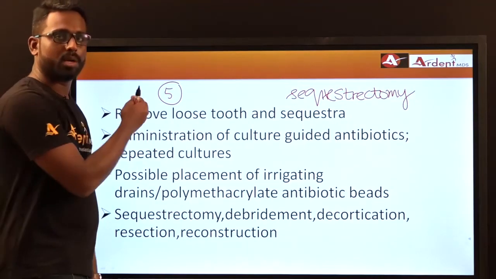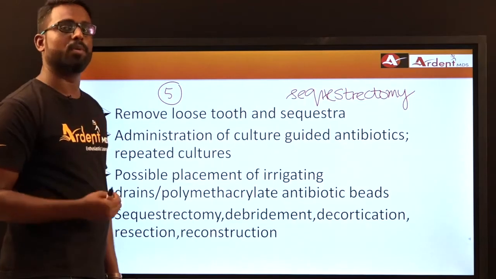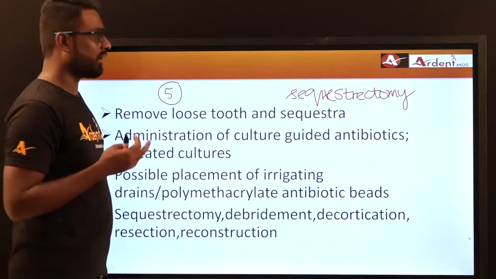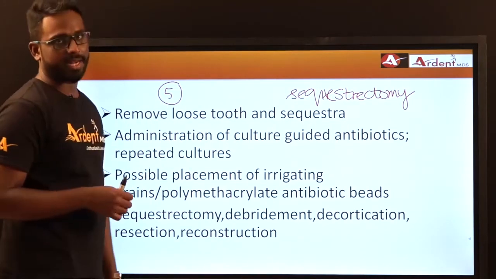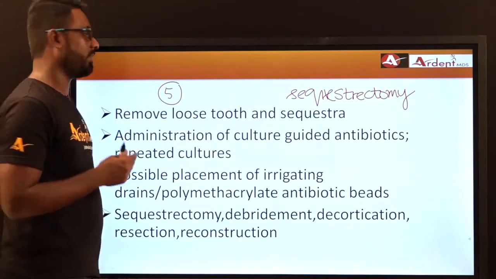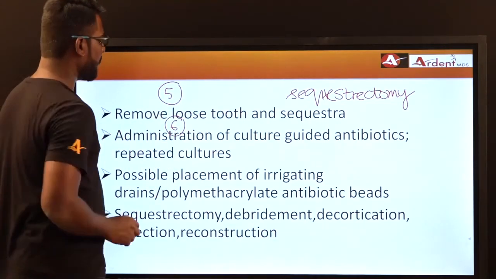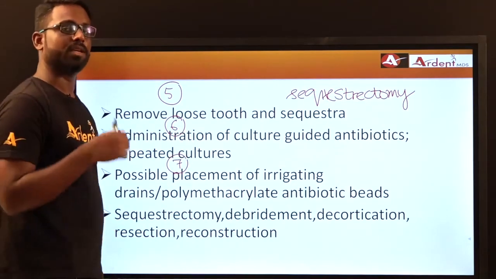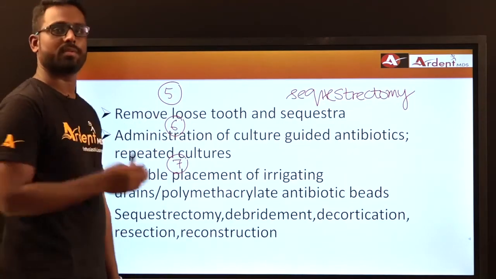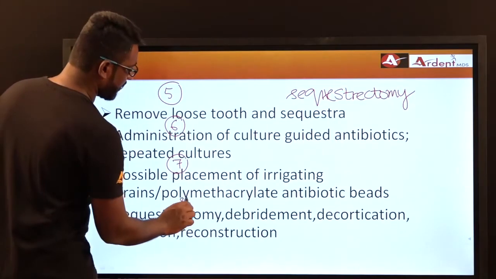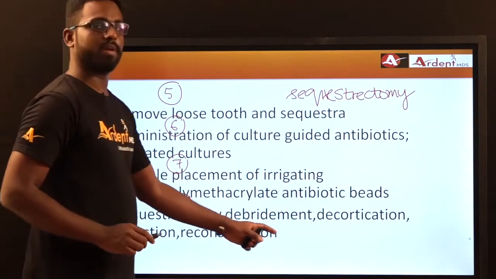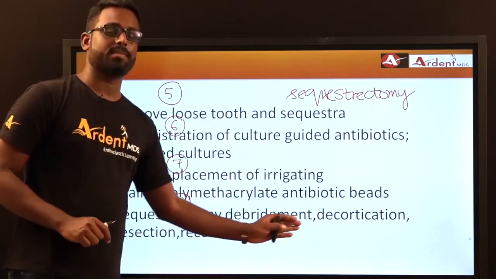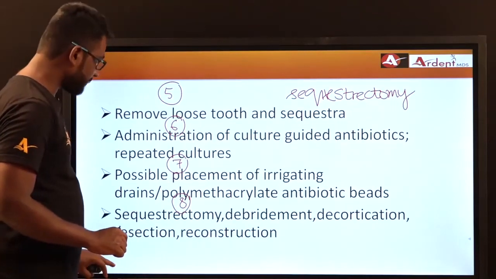In the meantime, while you have done all these procedures, you will get the report of culture and sensitivity. So you will come to know the sensitive drug for that particular organism. Now we will start culture guided antibiotics. Previously we would have started empirical antibiotics; now we move forward to culture guided antibiotics. Next, we will go surgically: open up the lesion, irrigate well, debride, and place any antibiotic locally. We will see about that later. And at last, if nothing is working out, we will go for sequestrectomy, debridement, decortication, and finally resection and reconstruction. These are the surgical methods we have for osteomyelitis.